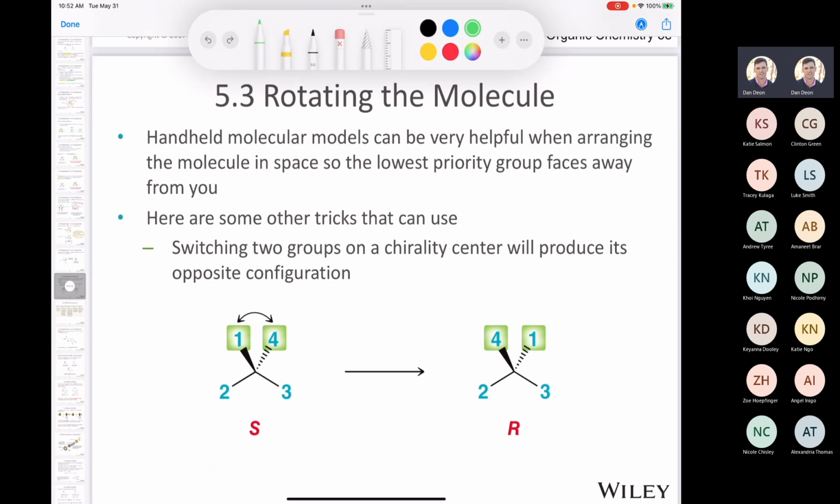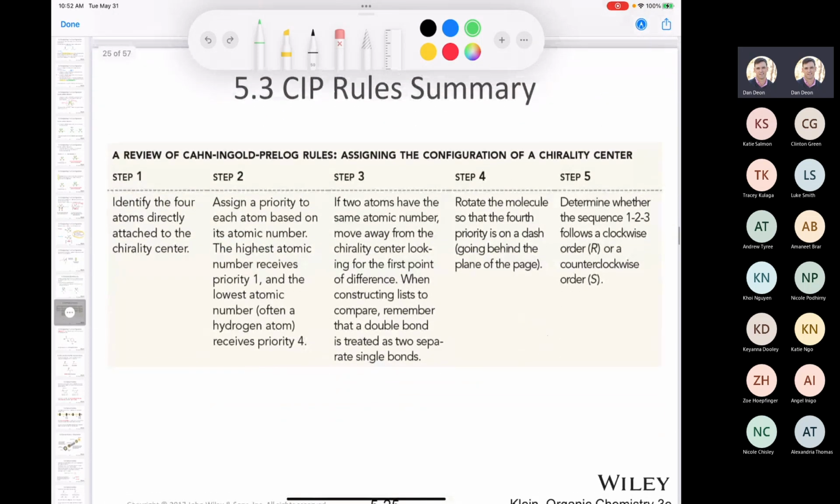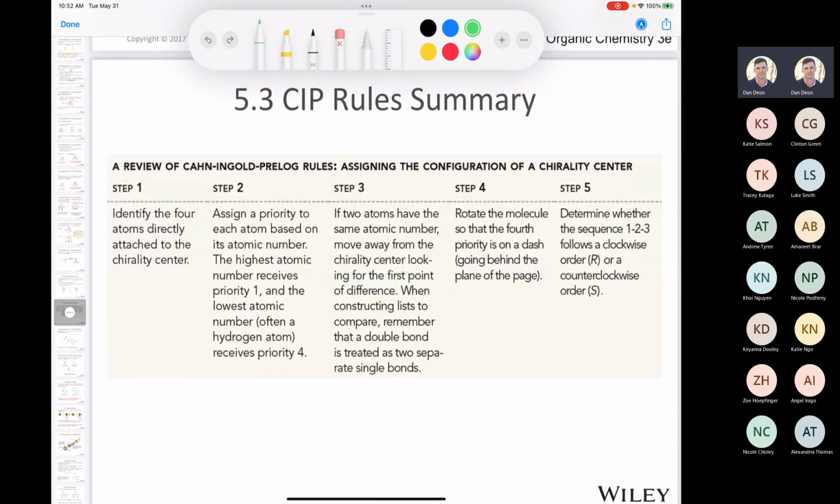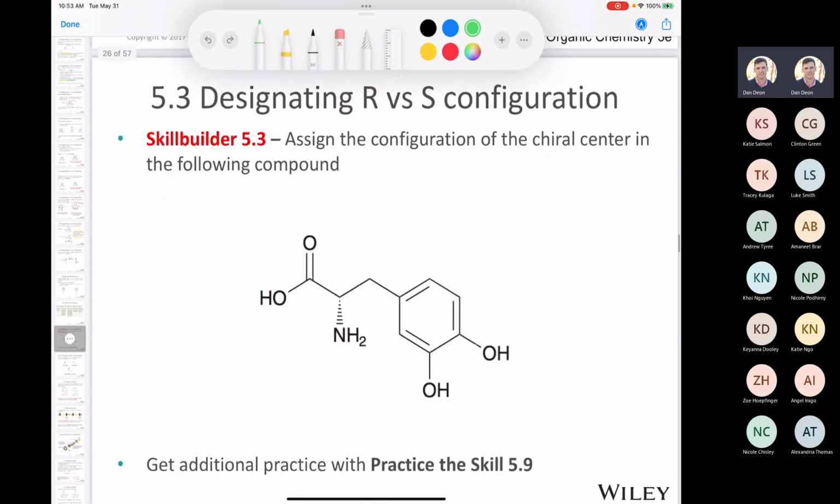So the summary of all the rules is shown here. You identify the 4 atoms directly attached to the chiral center. You put the lowest priority group in the back. You order the groups 1, 2, 3. If it's going clockwise, it's R. If it's going counterclockwise, it's S. If the lowest priority group is coming out towards you and you get R, you reverse it to S. If you get S, you reverse it to R. And that is the Cahn-Ingold-Prelog rules.